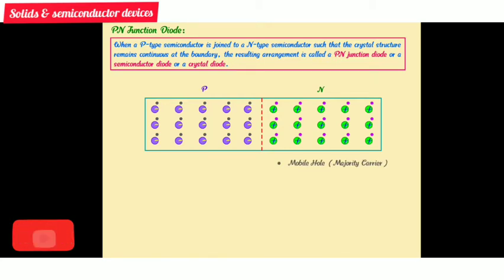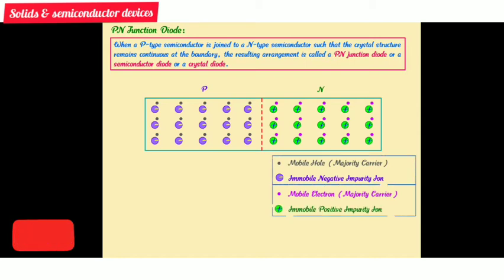Mobile hole, majority carrier. Immobile negative impurity ion. Mobile electron, majority carrier. Immobile positive impurity ion.